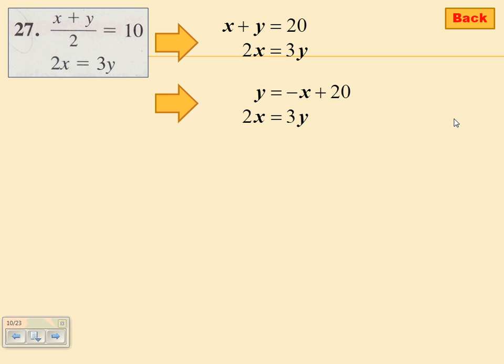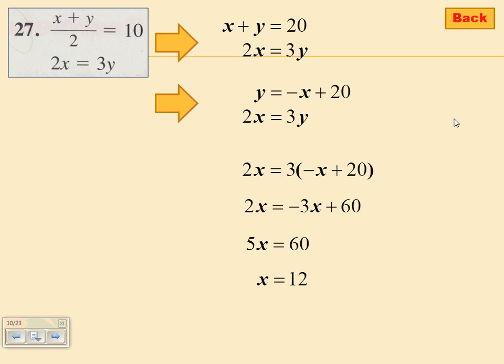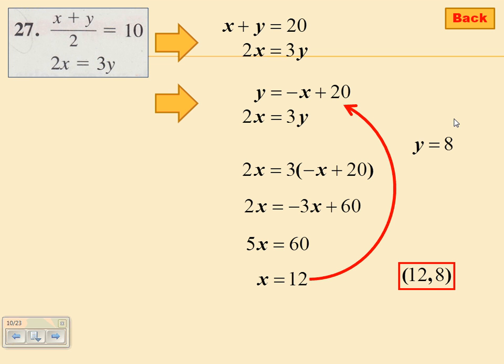The next step that I would do is substitute in negative x plus 20 into y. So I get 2x equals 3 times negative x plus 20. I then do the distributive property, add 3x to both sides, then divide both sides by 5 to get x equals 12. Like I've done before, plug it back into the top equation. Negative 12 plus 20 equals 8. So my final answer is 12, 8.